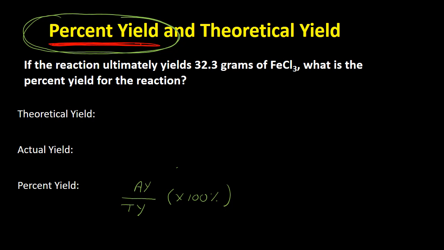All right, so in this problem, the theoretical yield, that's what we calculated on the previous page, right? Our theoretical yield was 37.1 grams. The actual yield, that's what's given to us here in the problem, is 32.3 grams.